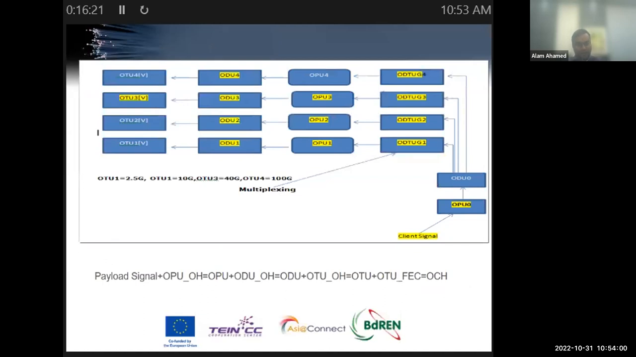This is the multiplexing system, OTU. OTU is very important to remember. When you configure, you must put this number: OTU1, OTU2 or OTU3. You must know the values of OTU1, OTU2, OTU3. OTU means optical transport unit.